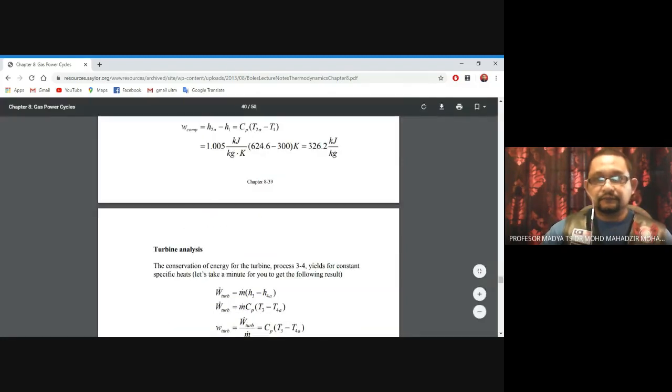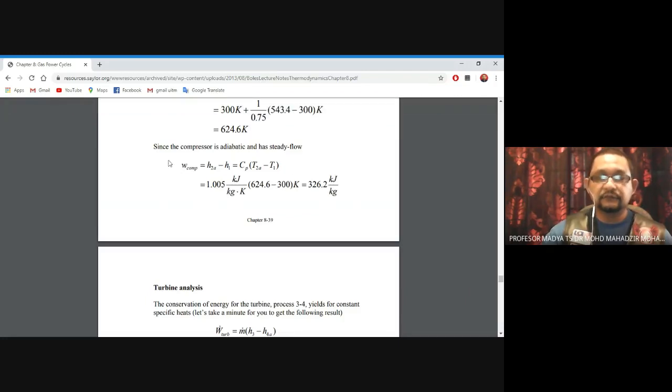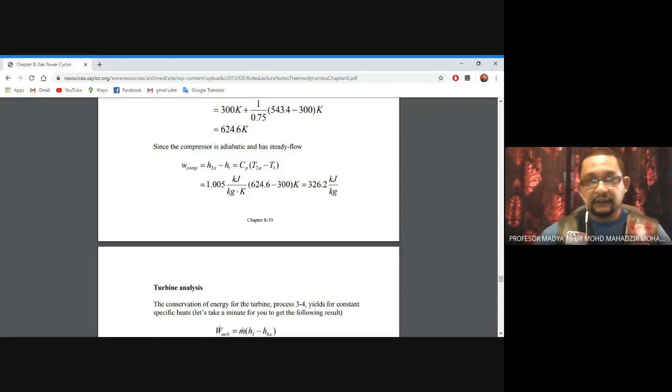Okay, seeing the compressor is adiabatic and has steady flow, you find the compressor work based on H2A minus H1. We use H2A. Okay, and then simplify delta H enthalpy formula to become Cp delta T. So put all the values, the actual temperature minus the initial temperature, and then we will get the compressor work.